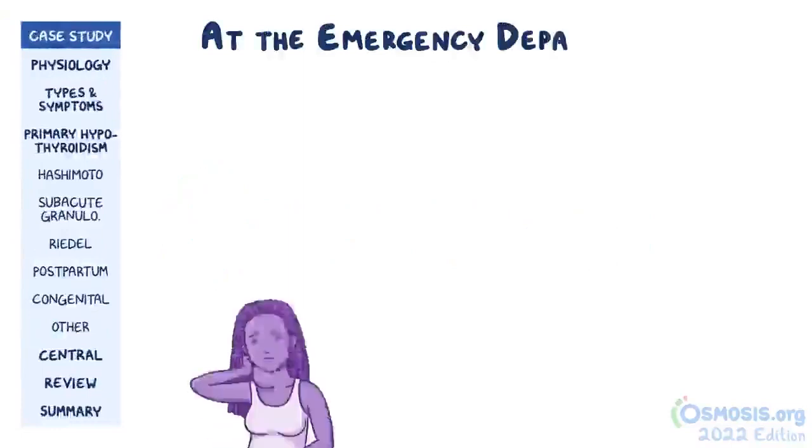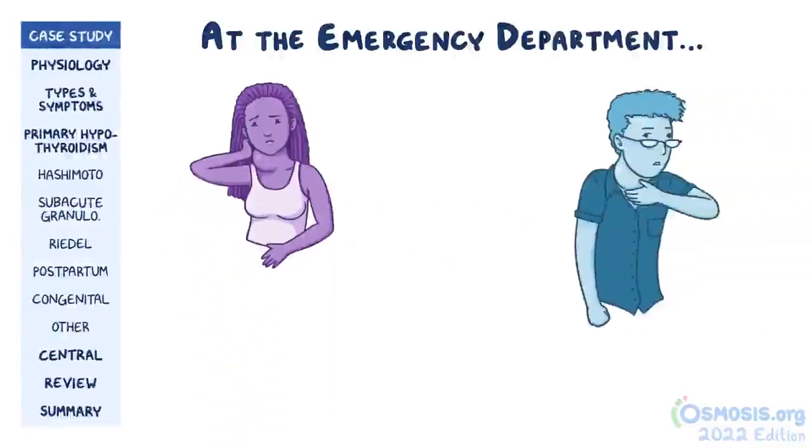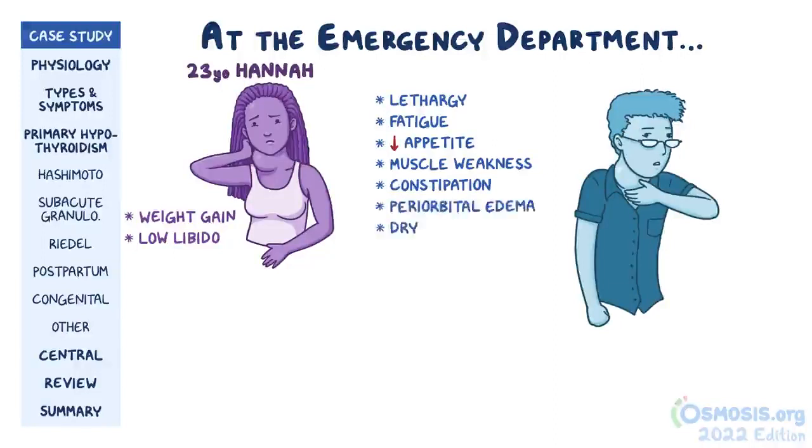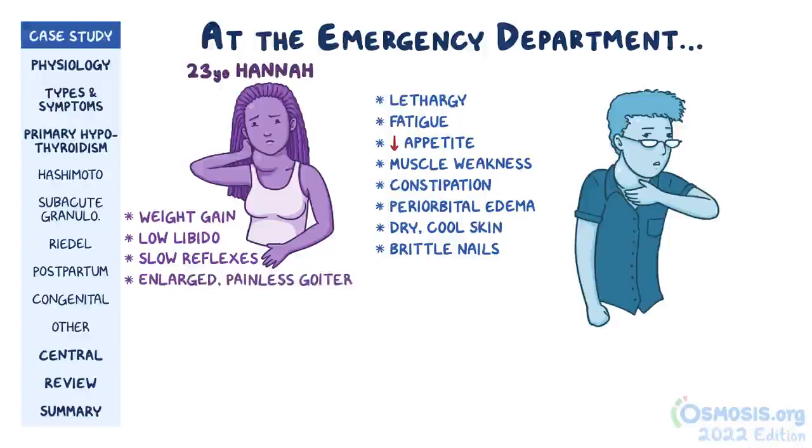On the endocrinology ward, 2 individuals came in. The first one is 23-year-old Hannah, who complains of lethargy, fatigue, reduced appetite, muscle weakness, and constipation. She also says that lately she gained a bit of weight and has a low libido. On clinical examination, she has periorbital edema, dry, cool skin, her nails are brittle, and her reflexes are slow. She also has a moderately enlarged, painless goiter.